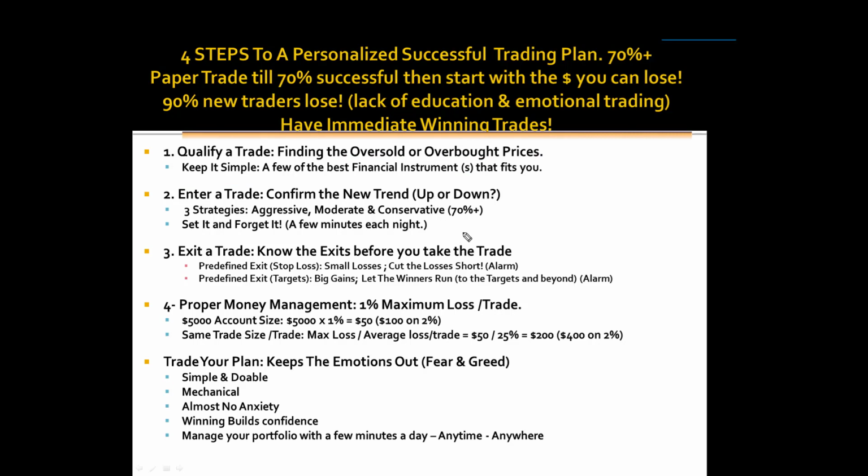Now, once we qualify a trade, we have three strategies in terms of when to get into that trade. I've called them aggressive, moderate, and conservative. And I'm going to discuss the conservative one with you mostly in these videos. That conservative strategy gives us about 70% successful results. And then all you're going to do is, at night, sit down for a few minutes, look at the charts, and see which one fits your criteria for qualifying here. And then you basically set it and forget it.